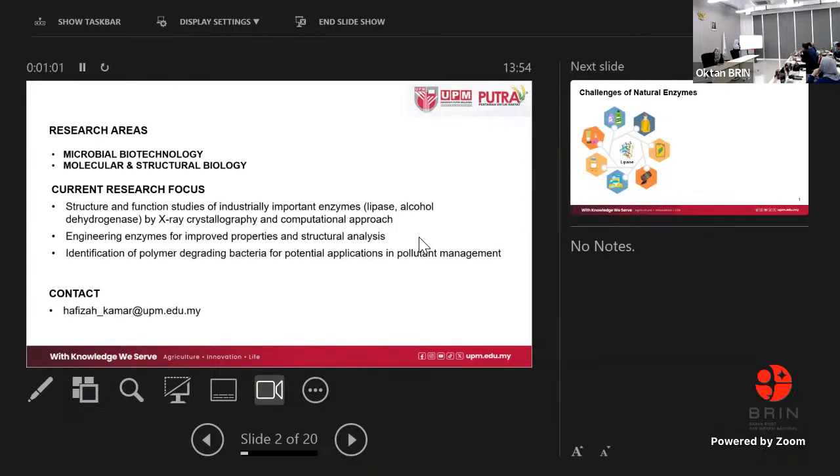And I do X-ray crystallography, and we also use computational approaches to study the enzyme. I also do some engineering studies on enzymes to improve their properties, and also for structural analysis and understanding. And for the microbiology work, currently I'm doing some identification of bioplastic degrading bacteria and also some plant growth promoting bacteria.